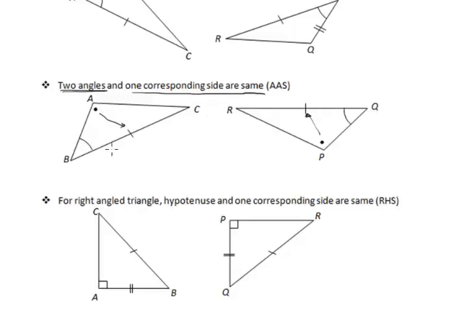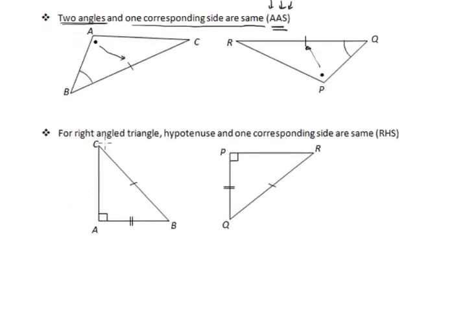They are equal. So that means 2 angles and 1 corresponding side in both triangles are equal. So these 2 triangles are congruent. This condition is shortly referred to as AAS, that means angle, angle, that is 2 angles equal and 1 corresponding side equal, so AAS. Then these 2 triangles are congruent.